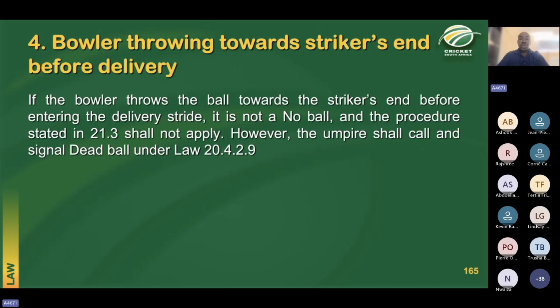Either umpire shall call and signal dead ball. It might happen behind the bowler's end umpire's back. So if they don't see it, then the striker's end umpire sees it. The striker's end umpire will call and signal dead ball. And we can also warn that bowler that if they do that again, they will be warned for time wasting.